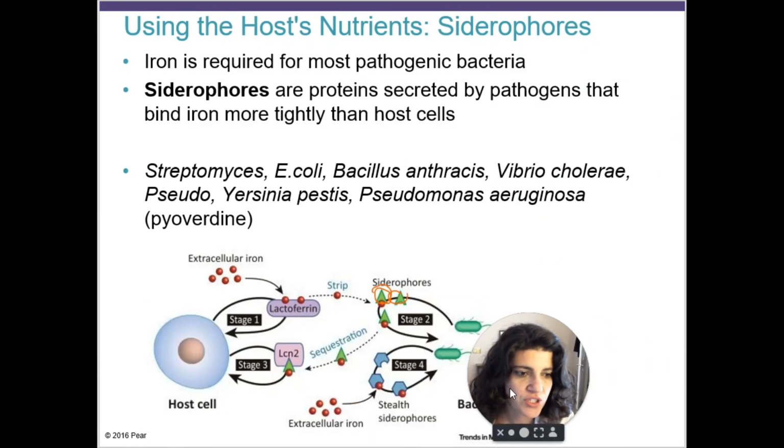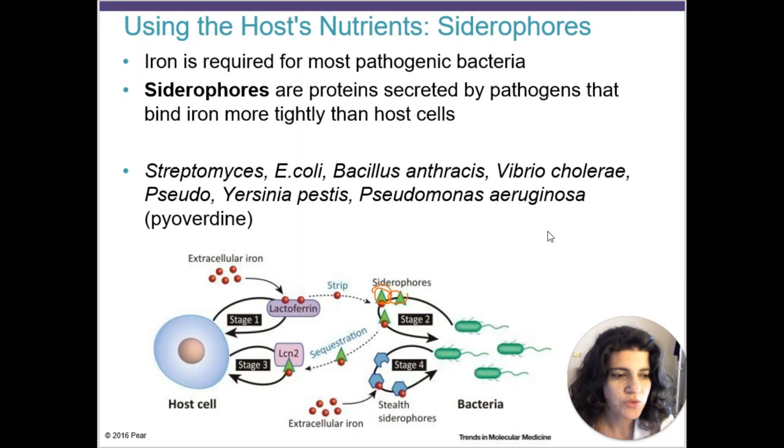This is another type of attack from bacteria: how they use the host nutrients in their favor. There is a molecule called siderophores, and siderophores are proteins that are secreted by the pathogens that are able to sequester iron.